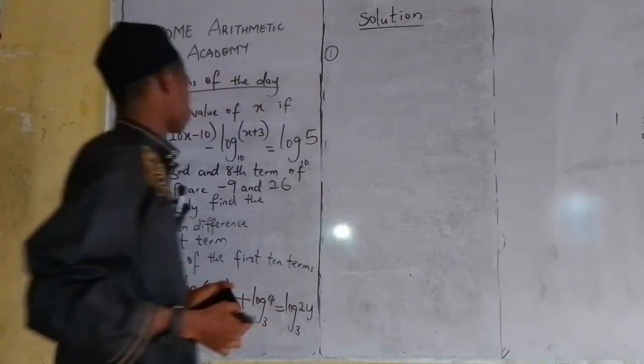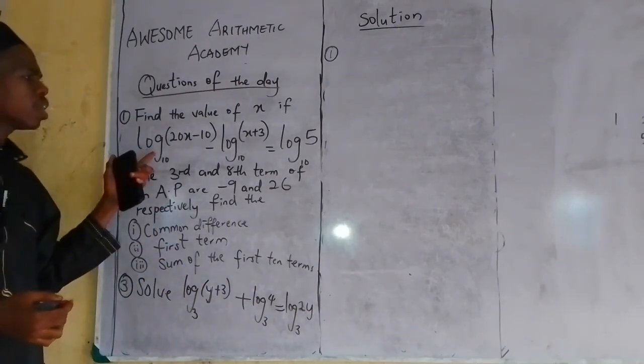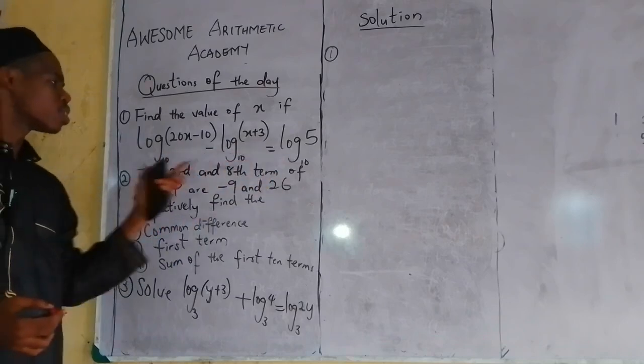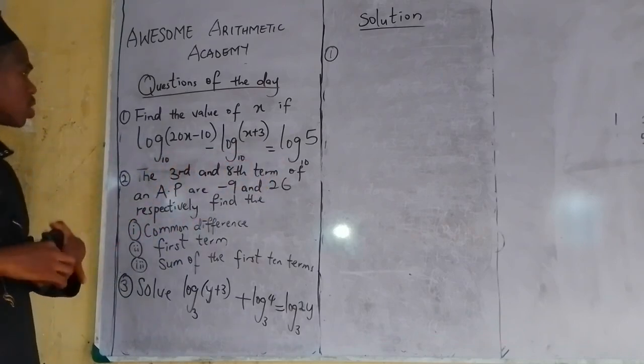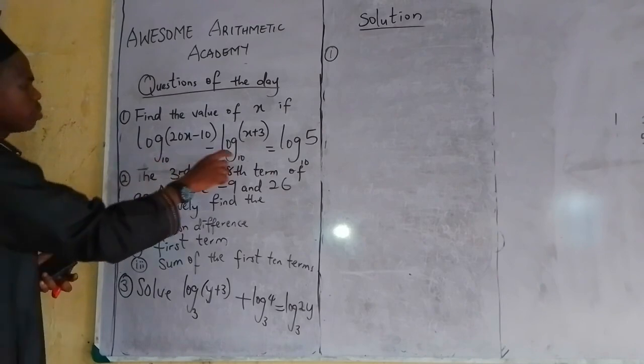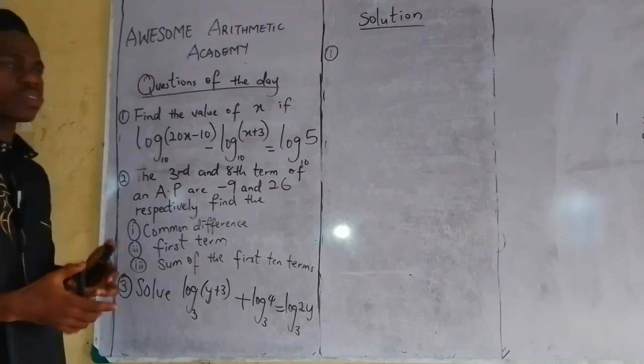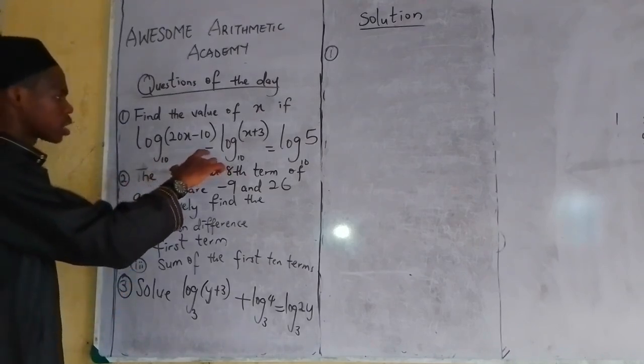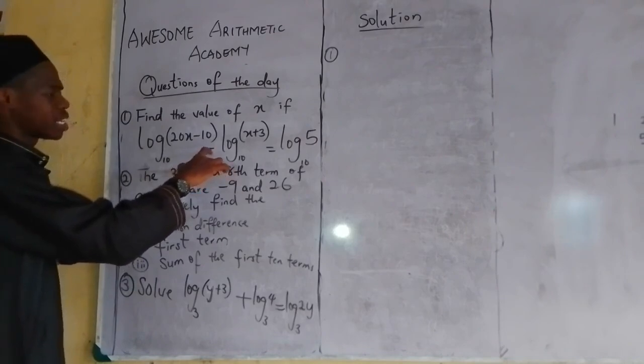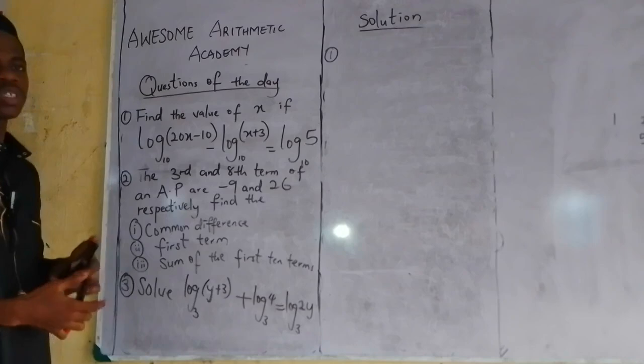Number 1, log of the same base. That's the first thing you need to check. As you can see here, they are having the same base. And then, if you consider the left hand side first, the sign in between the two logs is negative, minus. So what does this mean?